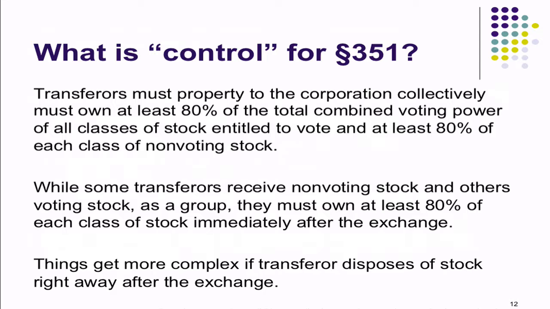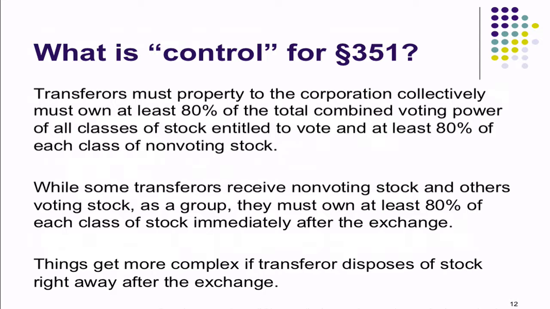351, let's talk a little bit more about control. Collectively, 80%, as I mentioned before, of all classes of stock. While one of the stockholders could receive non-voting stock, and others get voting stock, as a group they have to own 80% of all of the stock involved after the exchange.